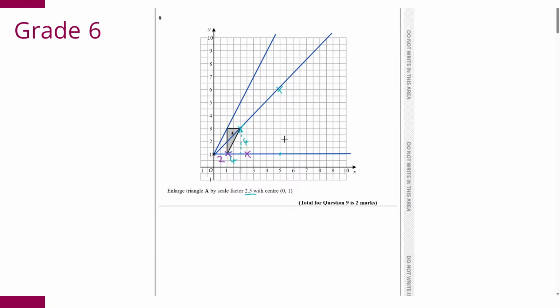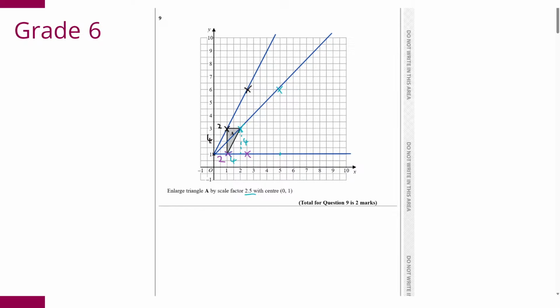And finally, for this top left one, I've gone 2 to the right and 4 up. There we go. So 2 to the right times 2.5 will be 5, and 4 up, 4 times 2.5 is 10, right? Which is good because it lines up perfectly with that.